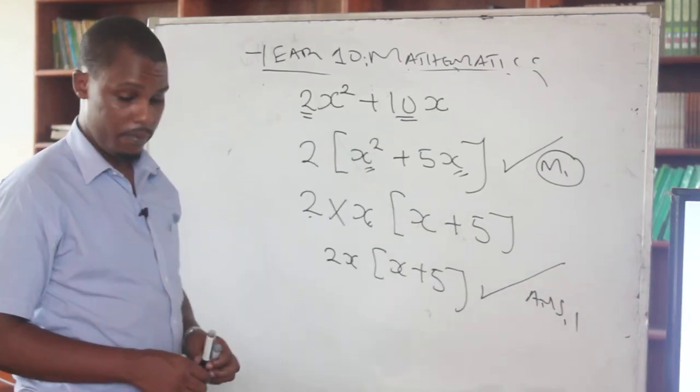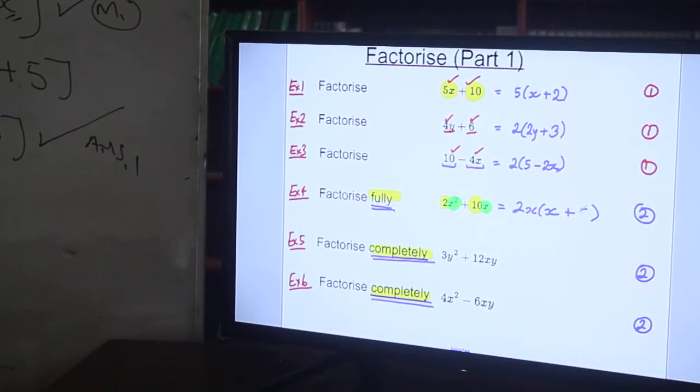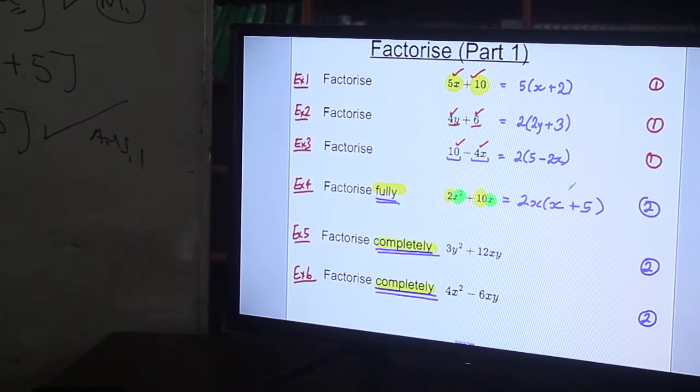Squared must be an x. What must go here? So when I multiply by 2x, I get 10x. It must be plus 5. Check by expanding it works. 2x multiplied by x is the 2x squared. 2x multiplied by positive 5 is positive 10x.